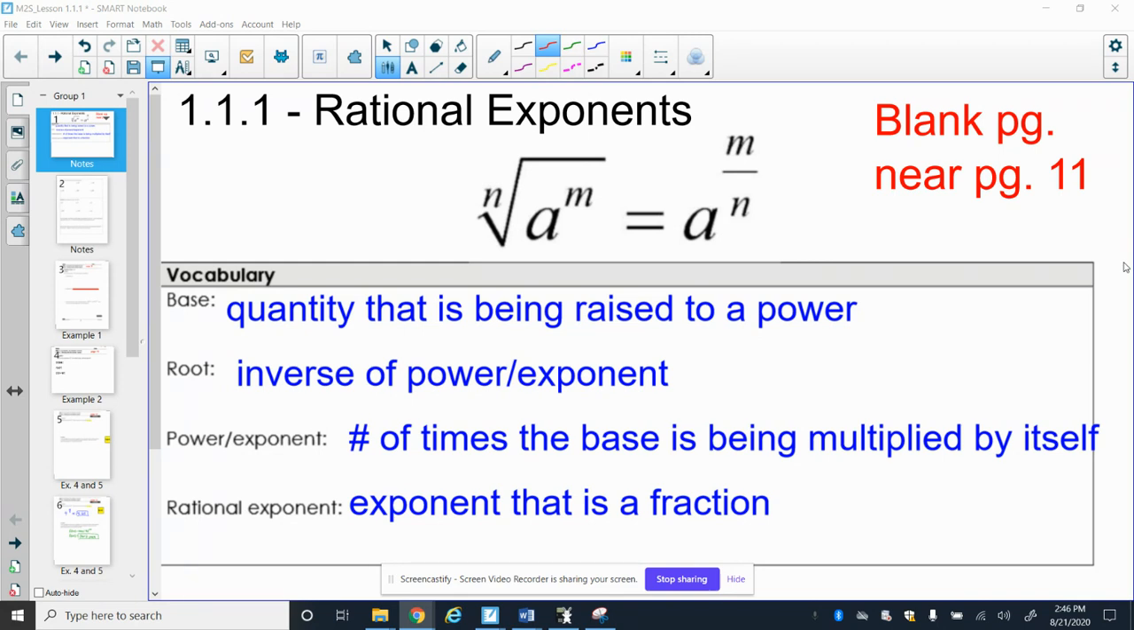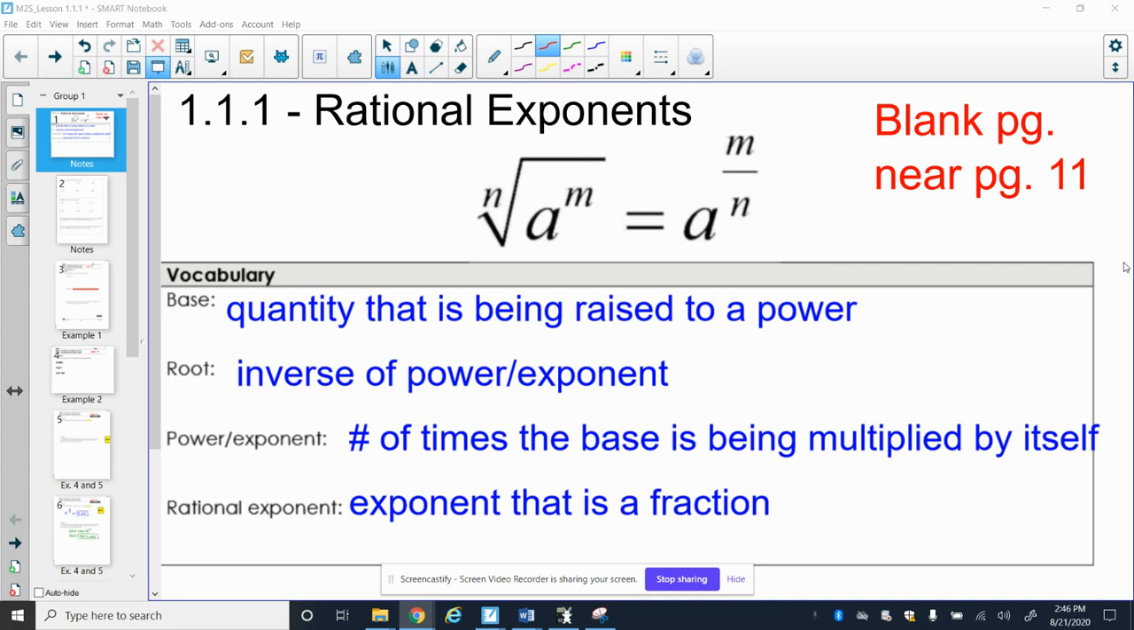So in order to access this, you're going to need to get out your textbook. And this first part of our notes is actually not something that is in our textbook. Notes that I took from a note sheet I've had in the past, and I didn't think it was worth it to print off the whole thing. So this is the part that I'd like for you guys to write down. So find a blank page near page 11. This way we can keep everything together.